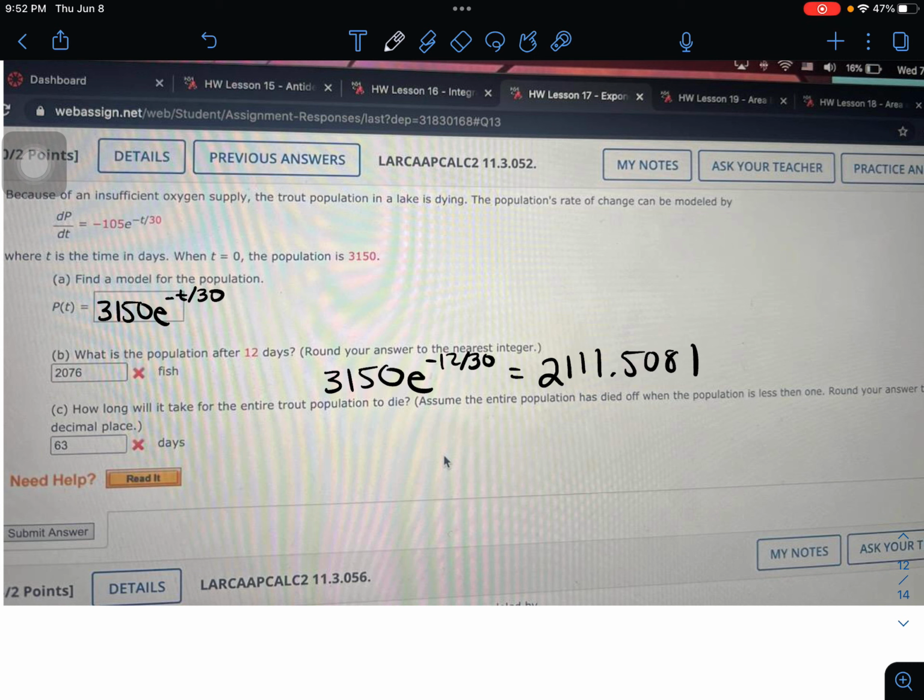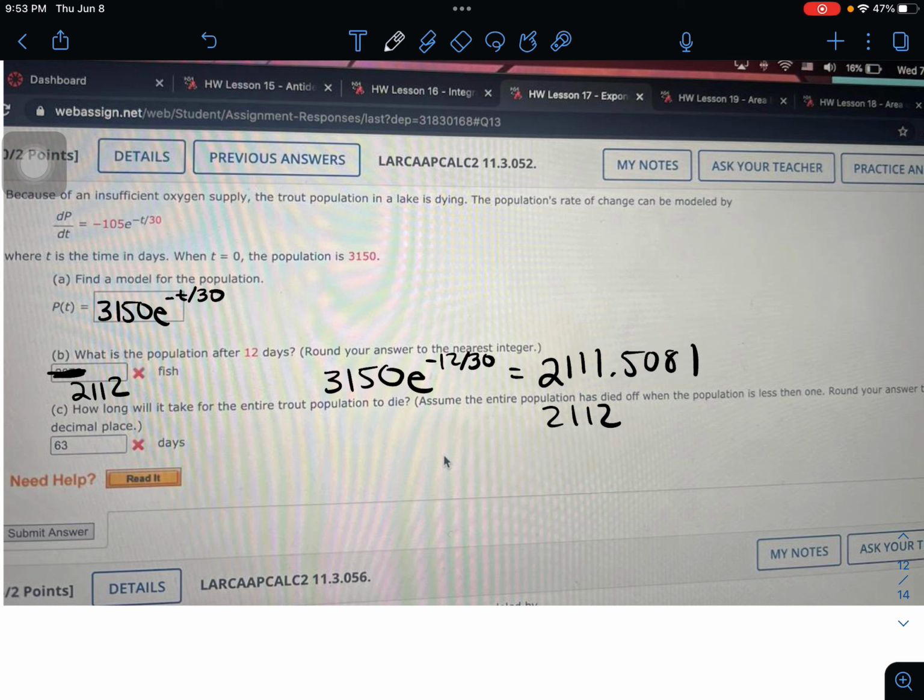It's going to be 2111.5081. And it says round your answer to the nearest integer. Nearest integer is going to be over here. That 5 is going to bump it up to a 2. So your final answer is going to be 2112. That's how many fish you will have after 12 days.